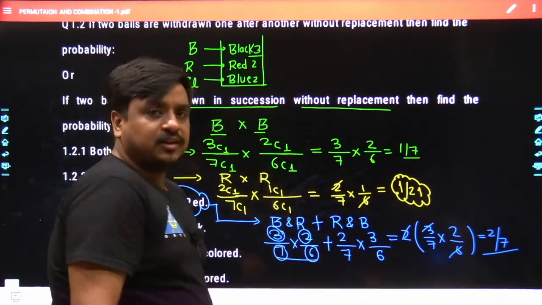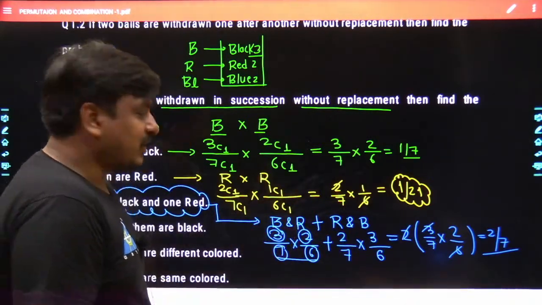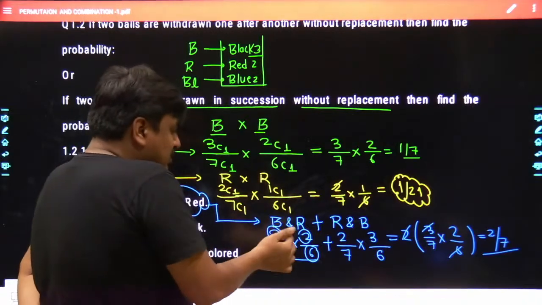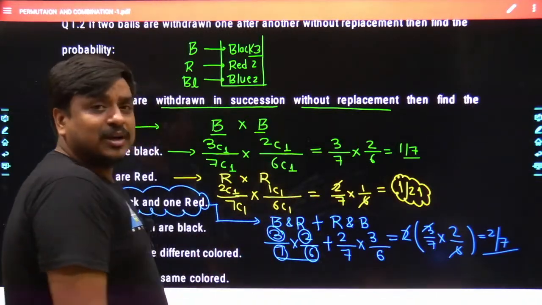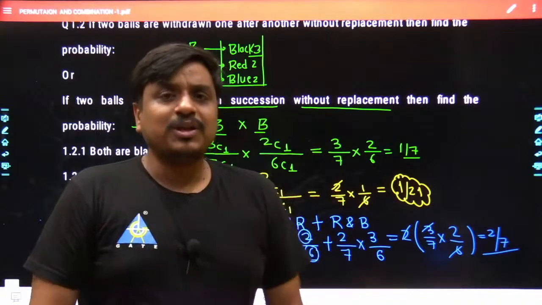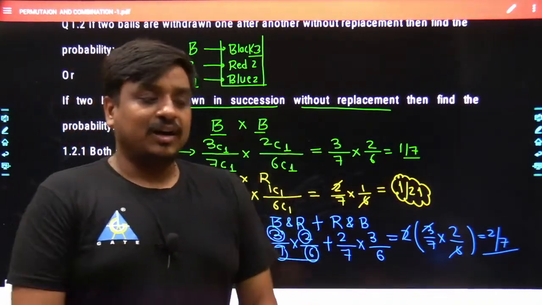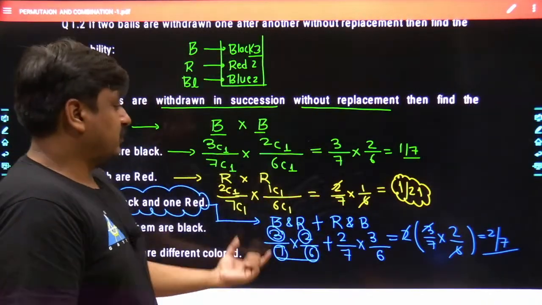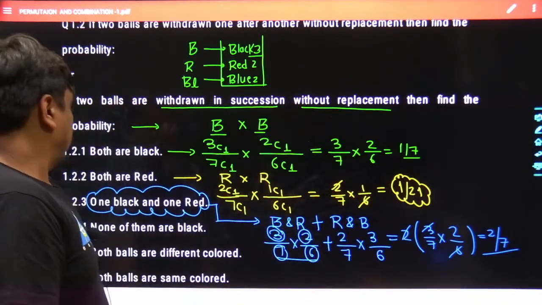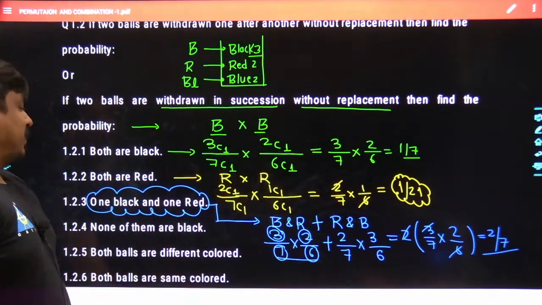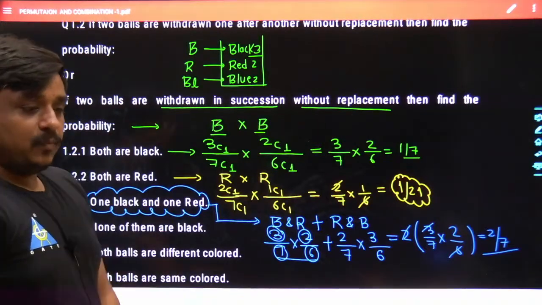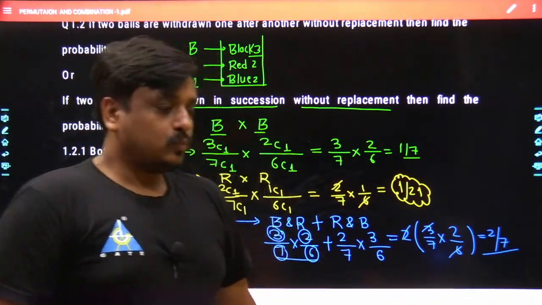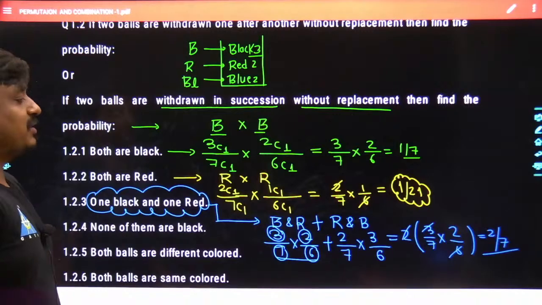Towards the denominator side, there is no change. Towards the numerator side, there has only been a change in their order. And as far as the multiplication is concerned, either you write A into B or B into A, it hardly makes sense. 2 divided by 7. This has been the answer of 1.2.3. May I know till this point each and everything is clear or not?